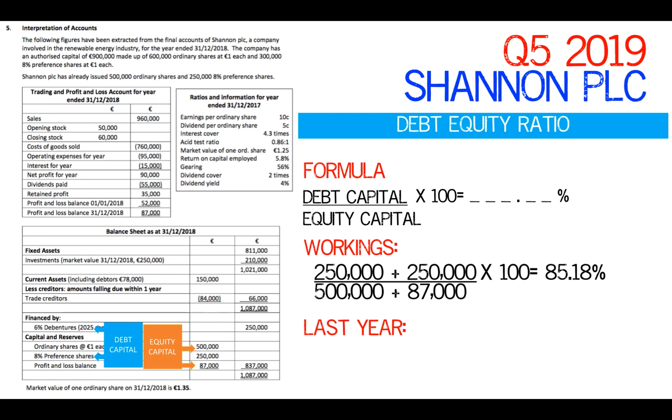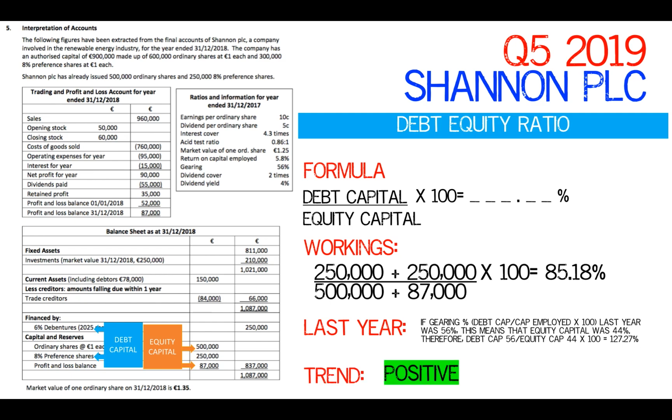Now, again, if I said to find it for last year, as I said, I think this is going OTT for the exam, but I don't think they're ever going to look for this. But if the gearing last year was 56%, that is debt capital over capital employed, that would mean that the equity capital would be 44%. So therefore, debt capital 56 divided by equity capital 44 multiplied by 100 is 127.27%. So that is definitely a positive trend.